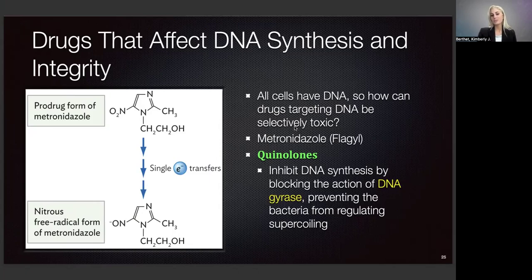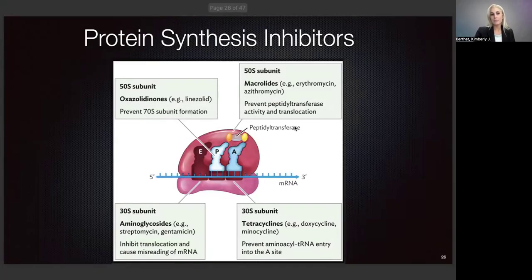So quinolones block DNA synthesis by preventing DNA gyrase from functioning. So it can't fix that supercoiling and it can't open up the DNA double helix to go ahead and replicate it. So we've effectively stopped DNA replication, which then affects cells from actually dividing again.